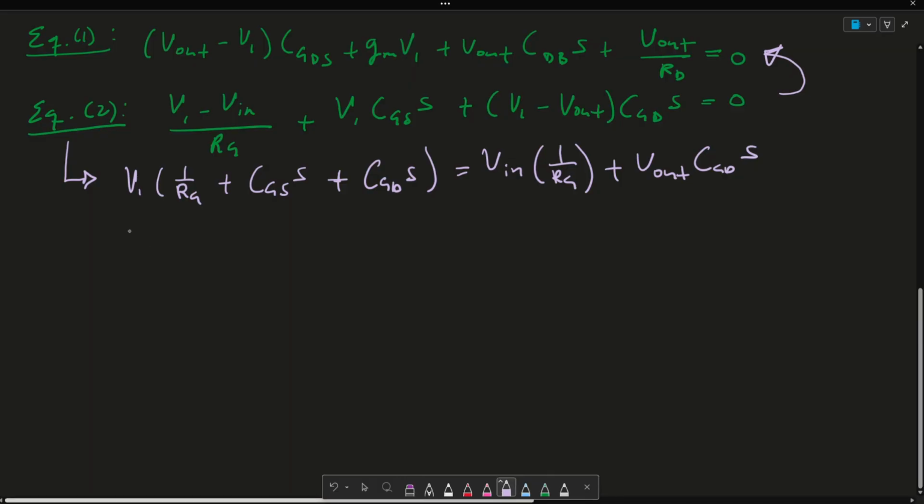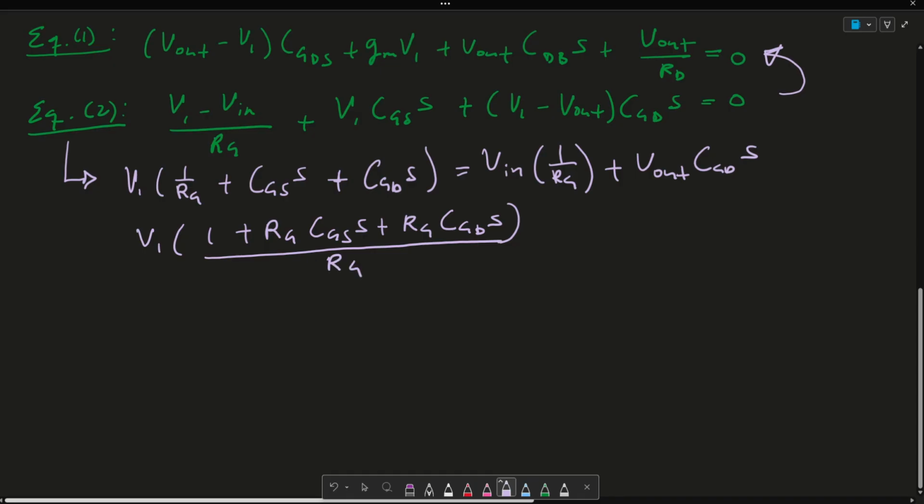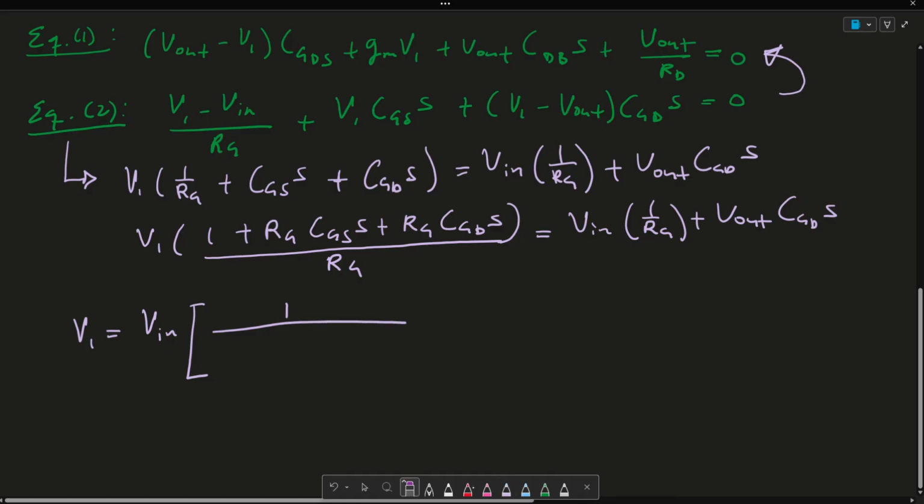So then I can go ahead and say that V1 times 1 plus Rg CGS times S plus Rg CGD times S, and this is again to get a common denominator of Rg across all terms, has to equate to, again, this Vn times 1 over Rg plus Vout times CGD times S. So then I get V1 is equal to Vn. In my numerator, I just get 1 simply because this Rg cancels out with this one here.